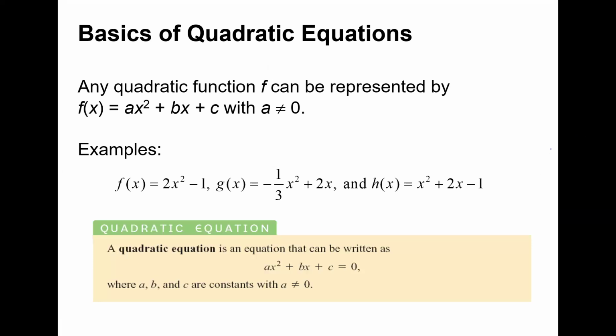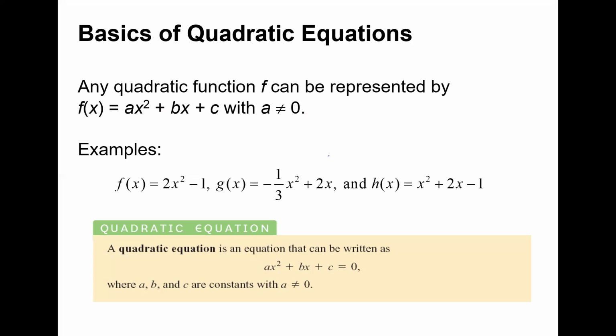Any quadratic function f can be represented by f of x equals ax squared plus bx plus c. Again, a cannot equal 0, or we don't have a quadratic. Now, examples are f of x equals 2x squared minus 1, g of x equals minus 1/3 x squared plus 2x, and h of x equals x squared plus 2x minus 1. So any of these are quadratic functions or quadratic equations.